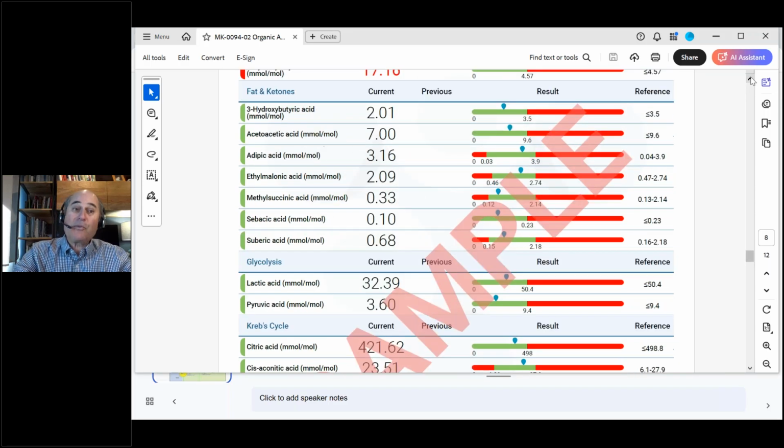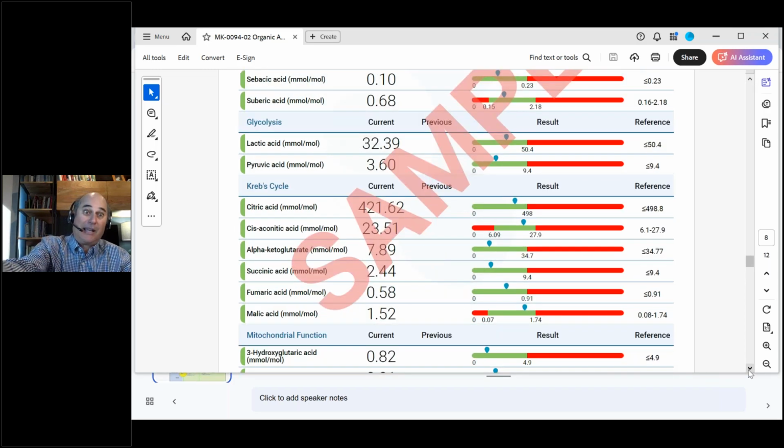But what we're going to do is look at the pathways for the next hour. And then when you look at this test report, I want you to see not the markers, but the pathways. It's just 3 things you've got to learn for today. Fat and ketones, that's called beta oxidation. Beta oxidation is how we burn fat. Glycolysis, everyone's heard of that. That's insulin resistance markers, that's metabolic syndrome. Glycolysis, how you burn carbs.